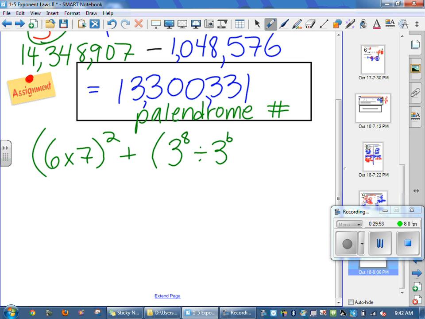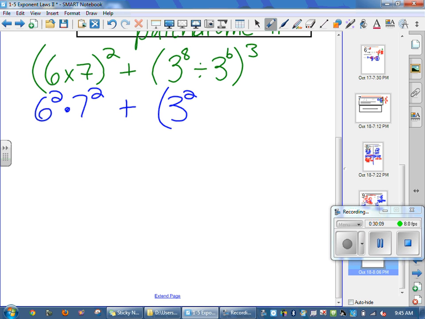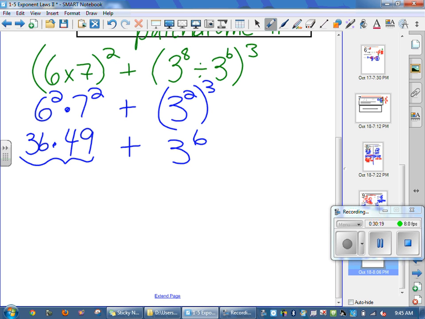You should get 6 squared times 7 squared, adding 3 exponent 2 all cubed to give us 36 times 49 plus 3 exponent 6. 36 and 49 multiplied are going to give me 1764, and 3 to the 6 gives me 729. I add both of those and I'm going to get 2,493.